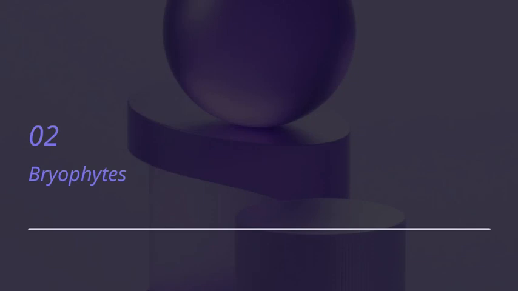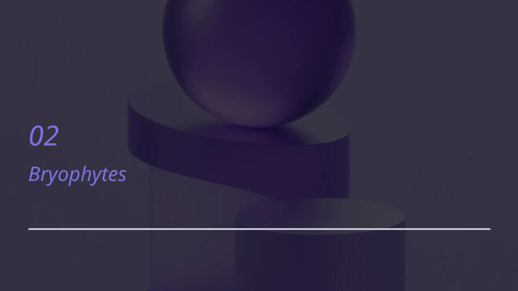Now, let's turn our attention to bryophytes. These are a fascinating group of plants that include mosses, liverworts, and hornworts. They're usually small and non-vascular, which means they don't have the complex systems for transporting water and nutrients like other plants do. Because of this, they tend to thrive in moist environments where they can absorb water directly through their surfaces. One key point to remember is that bryophytes play an important role in ecosystems.